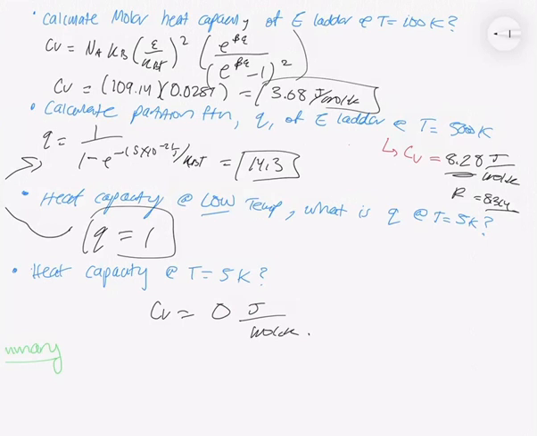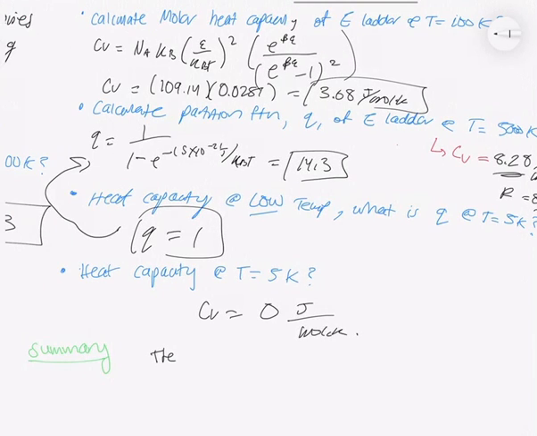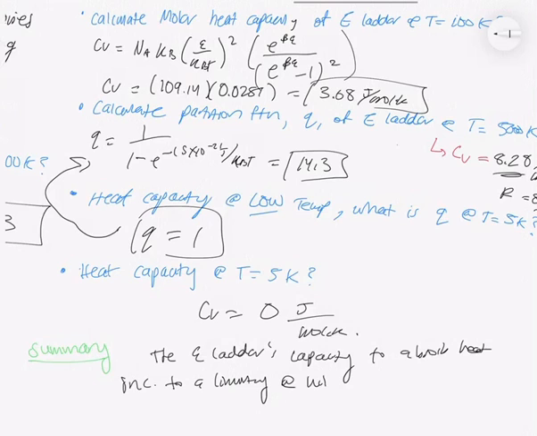So here's the summary for the energy ladder. The capacity to absorb heat increases to a limiting value at high temperature, and that limiting value is R, which is 8.314. And that's it.